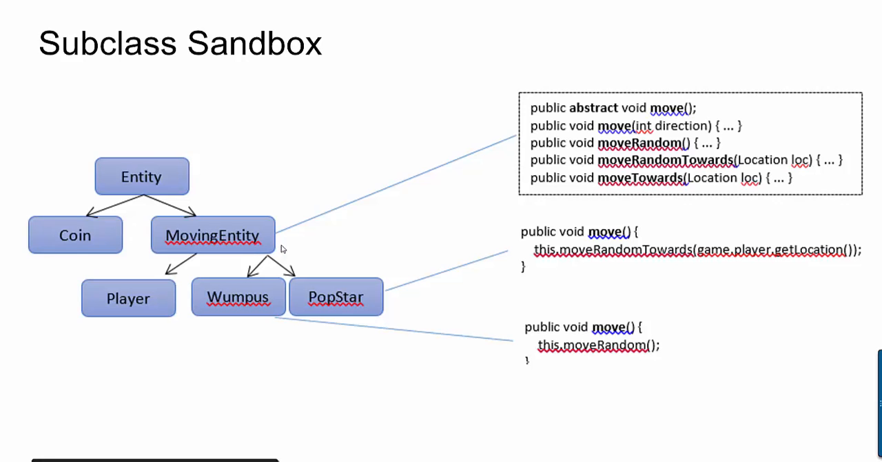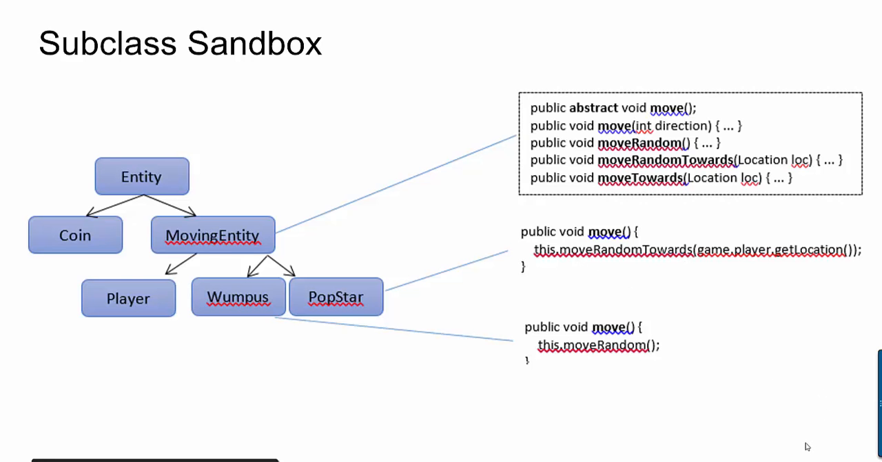The idea is we're going to give moving entity an abstract method called move. What that means is that all of its children are going to be forced to implement their own move methods. But instead of requiring them to come up with some complex code to do movement, moving entity also provides a whole bunch of pre-coded options for how to do different kinds of movement. So here in my example, we've got random movement, move random towards, move towards, etc. So inside popstar, for example, when popstar overrides the abstract move method, it doesn't have a lot of complex code. Instead, it just chooses one of these pre-existing options. So it'll just run move random towards, which it's inherited from the parent.